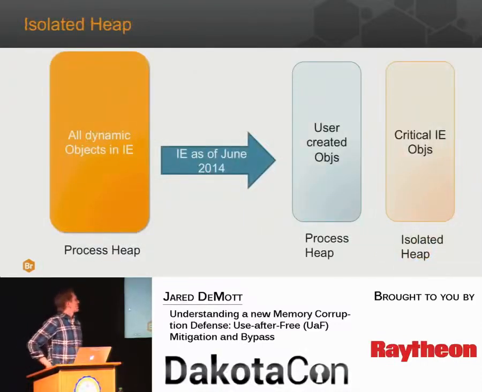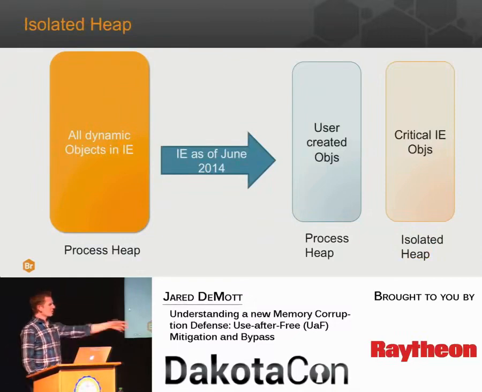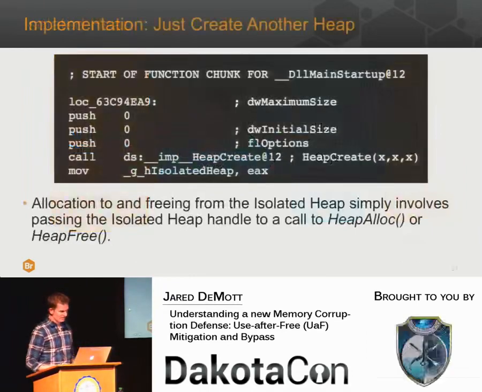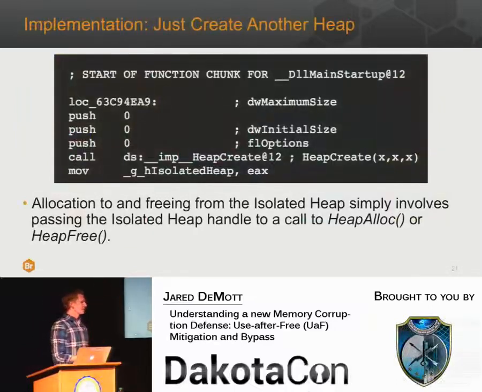So one of the things that Microsoft wanted to do was say, okay, we've got all these protections, right? We're using smart pointers, we've got EMET, we've got ASLR and DEP, we've got all this stuff, but we're still having problems with the use after free. We need to do more. And one of the more is that it's not that difficult, at least conceptually, to create another heap. You can just do HeapCreate, and I'll show that on the next slide. You just call this function HeapCreate, and you've got a handle to another heap.